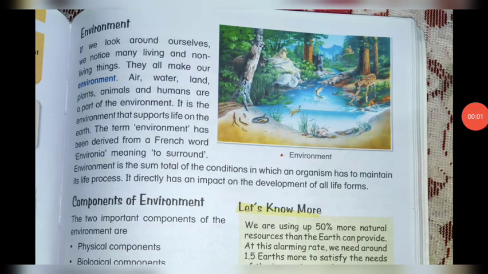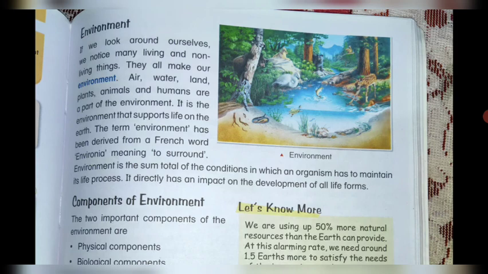So today we are going to discuss SST class 5, chapter 12, the environment. In this chapter, first we are going to discuss the introduction part. What is the environment? If we look around ourselves, we notice many things, like non-living and living things. They all are known as our environment.